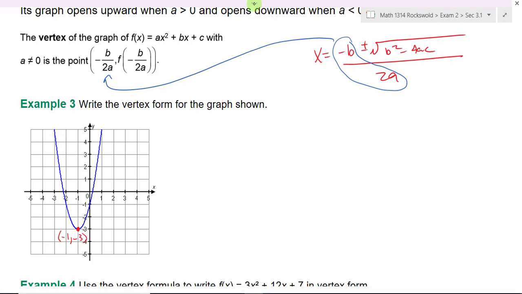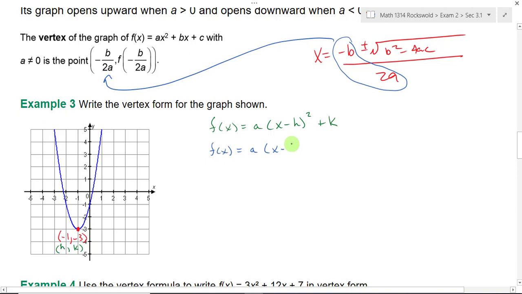Now, if we use the vertex form of the function, f of x equals a times x minus h squared plus k, I have numbers that I can plug in for h and k. The only number I don't know here would be a, so I would have f of x equals a times x minus negative 1 squared plus negative 3. When I clean this up, what I would write is a times x plus 1 squared minus 3. Notice in the vertex form we use the opposite sign here because that negative is part of the formula. So our vertex is at negative 1, negative 3.